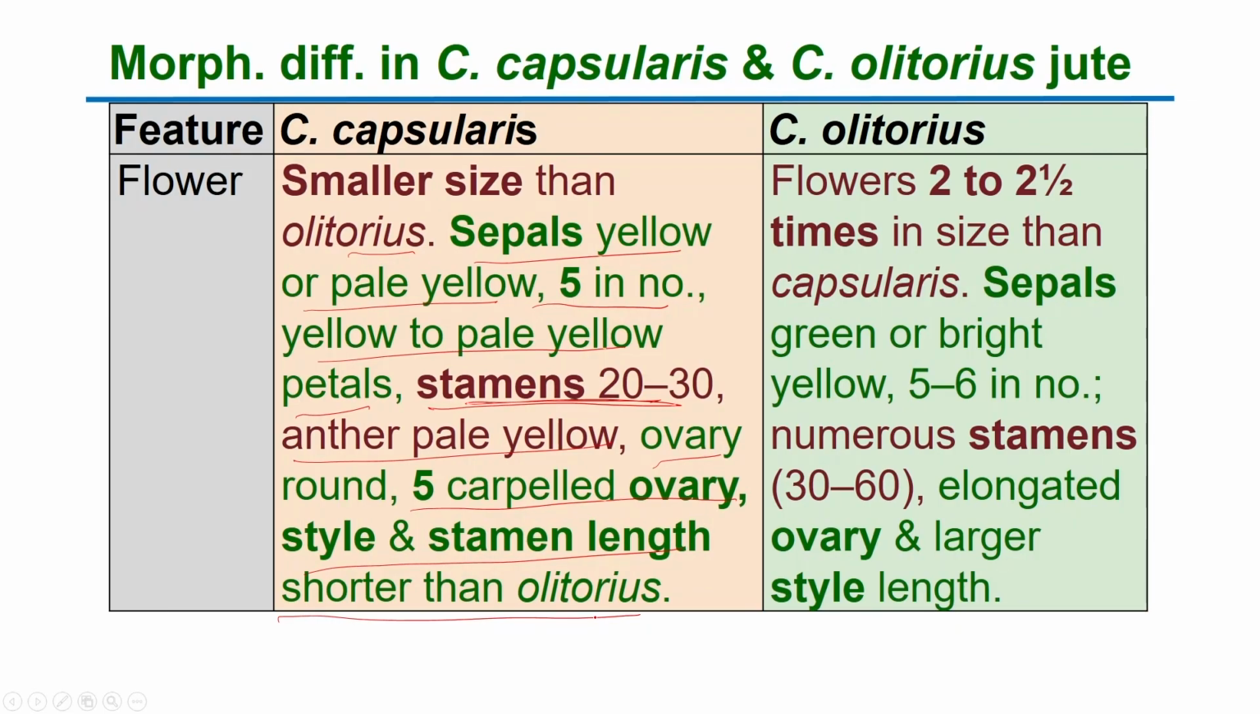And now see the characteristics of flower in Olitorius. Flowers are 2 to 2.5 times the size of Capsularis. Means flowers are bigger in Olitorius than in Capsularis. Sepals are green or bright yellow, and they are 5 to 6 in number. In white jute, they were 5 in number. Now, numerous stamens, so stamens are also more here. In Capsularis, they were 20 to 30. In Olitorius, you have 30 to 60 stamens and an elongated ovary and larger style length. But in the other case, it was shorter.